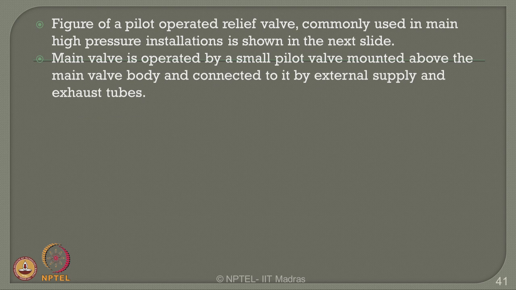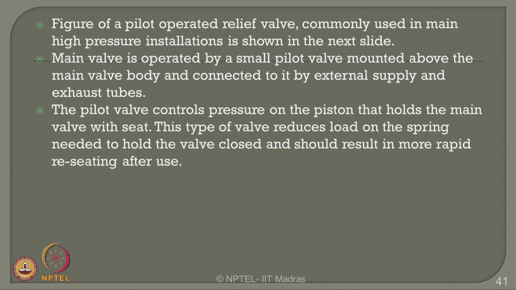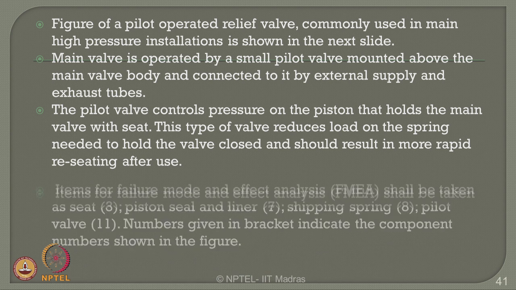The main valve is operated by a small pilot valve mounted above the main valve body and is connected to the main valve by an external supply and exhaust tubes. The pilot valve controls pressure on the piston that holds the main valve on the seat. This type of valve reduces load on the spring that is needed to hold the valve closed and therefore results in more rapid reseating after use.